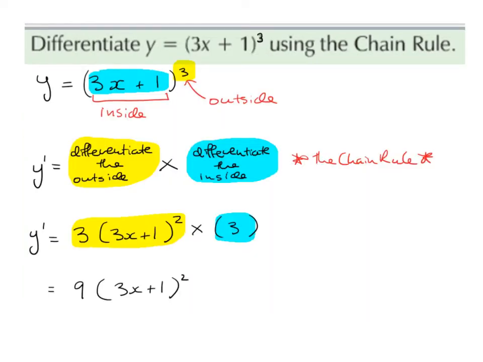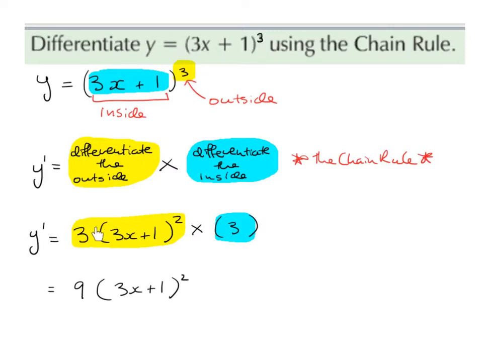This is the same question as the previous slide, it's just done in a slightly different way. We have y equals (3x plus 1) to the power of 3. This is the inside and this is the outside. So y prime, the derivative, is differentiate the outside multiplied by differentiate the inside. This is the chain rule. So let's differentiate the outside. We bring the power 3 down in front, and we reduce the power by 1. 3 minus 1 is 2.